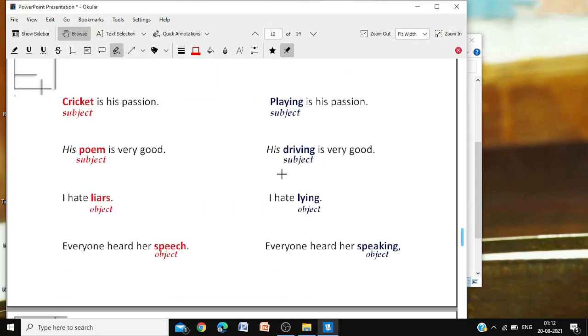Cricket is his passion. Now cricket is a subject. Playing is his passion. Now we have again used parallel constructs. If cricket is a subject, then playing is also the subject. His poem is very good. Poem is the subject, his poem. His driving is very good. By comparison, driving is the subject.